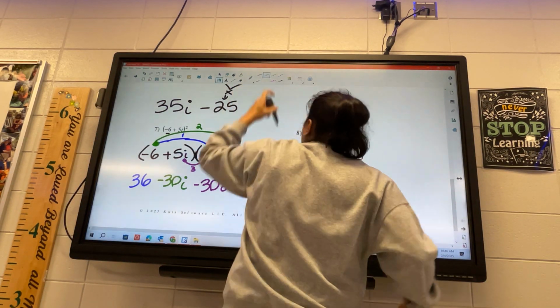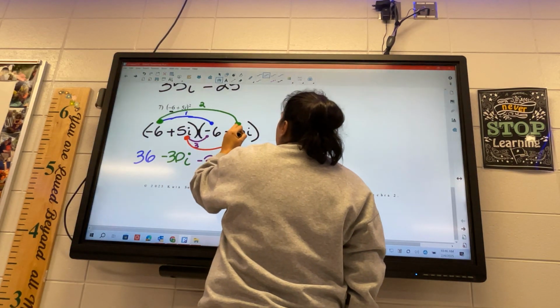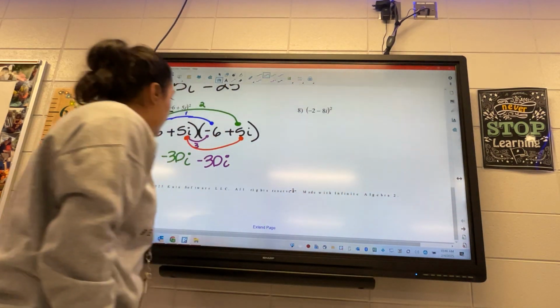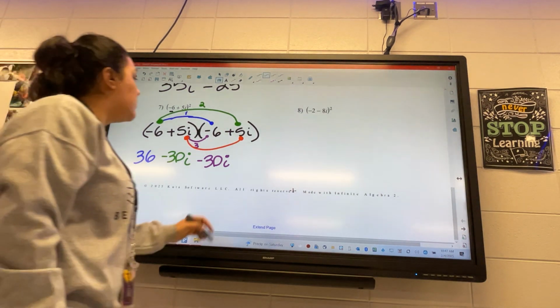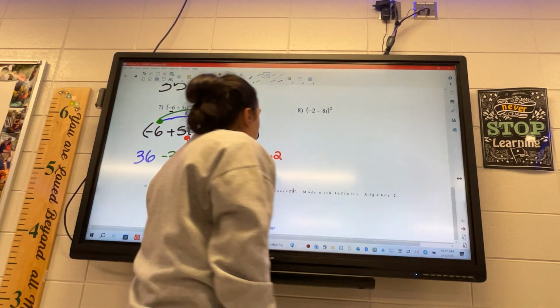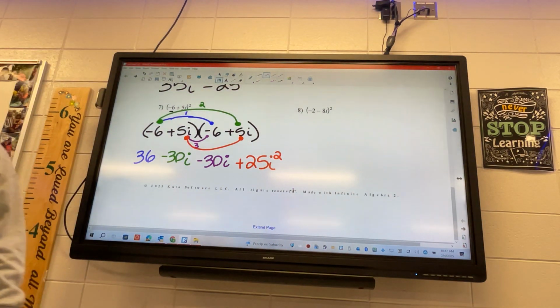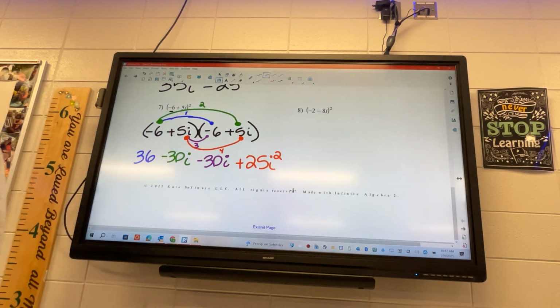Okay, and then lastly we do these ones. 5i times 5i. 25i squared, because there are 2 i's. Okay, so you have to do it in those steps: 1, 2, 3, 4. Okay? My friend? Is that the answer? No. You with me? Yeah. Okay.